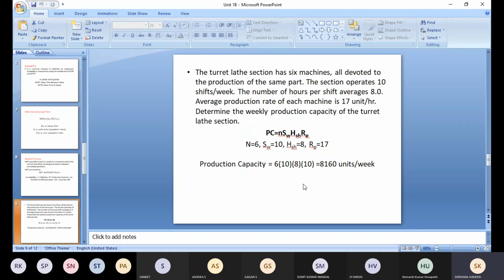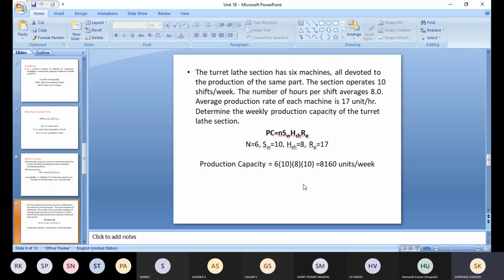For the entire month, the type of production taken will be of the same type. Okay, it is a job shop production. The section operates 10 shifts per week. In a week, the section is working for 8 hours per shift. That means NSW is 10 shifts per week.